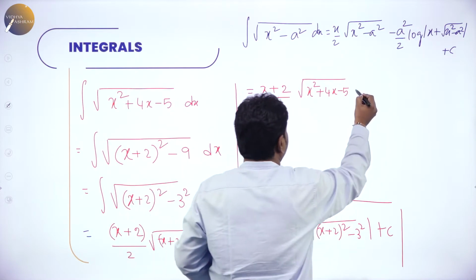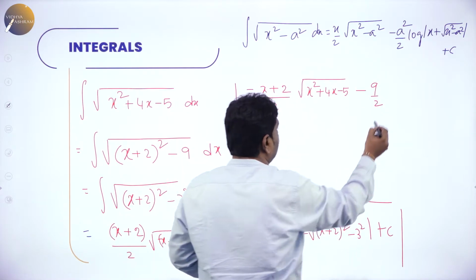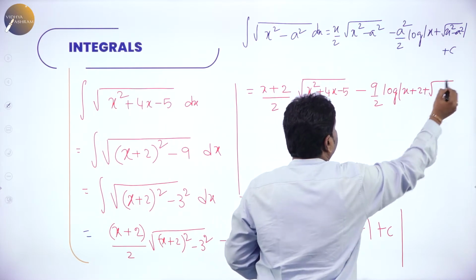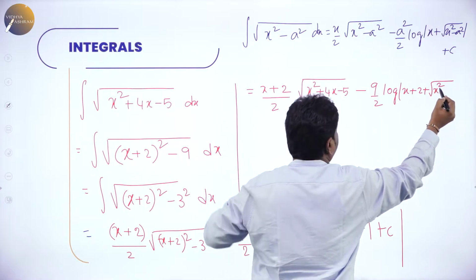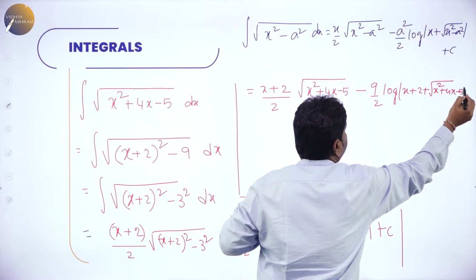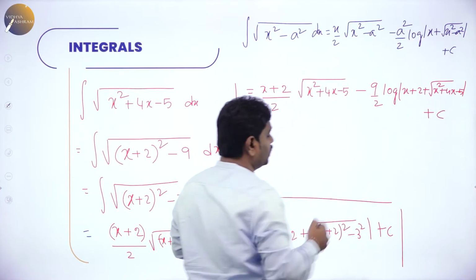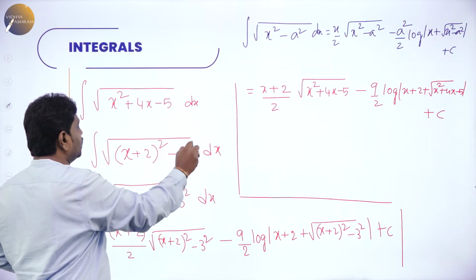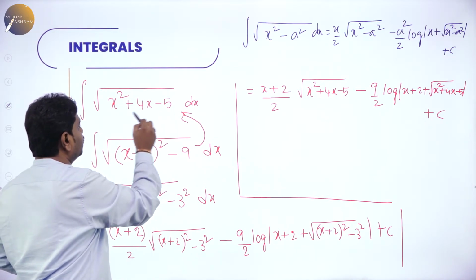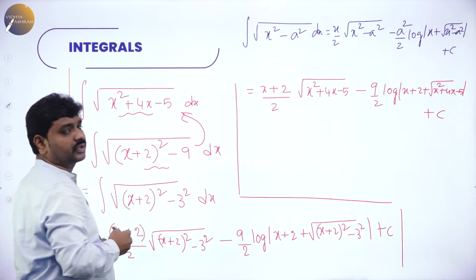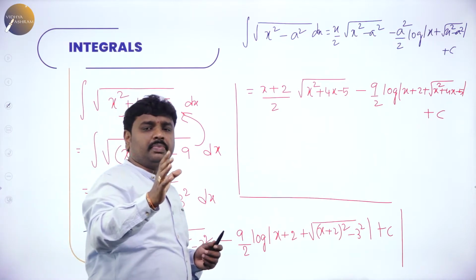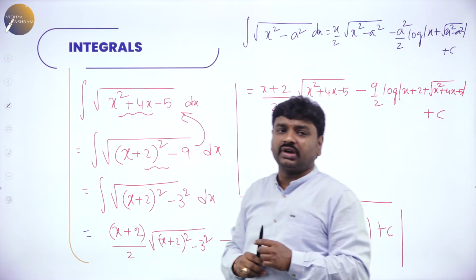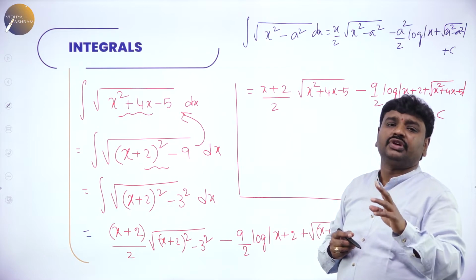Then we have minus 9 by 2 outside, log of mod of x plus 2 plus root of the same thing, x square plus 4x minus 5, plus c. Means instead of x plus 2 the whole square minus 3 square, you can write x square plus 4x minus 5, because they are the same. I hope all of you got this. Here the major part is completing the square. How to complete the square? Add and subtract half the coefficient of x, the whole square.